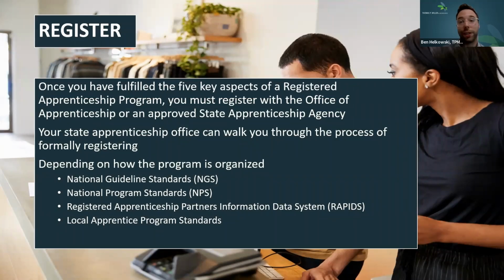So now that you've gotten through that, we're going to get into a highly technical part of registered apprenticeship, and that is officially registering the apprenticeship program. Once you have fulfilled the 5 key aspects of a registered apprenticeship program, you must register with the Office of Apprenticeship or an approved state apprenticeship agency. Your state apprenticeship office can walk you through the process of formally registering. And depending on how your program is organized, you will end up following national guideline standards, national program standards, entering your information into the Registered Apprenticeship Information Data System, and/or using a local apprenticeship program standard.